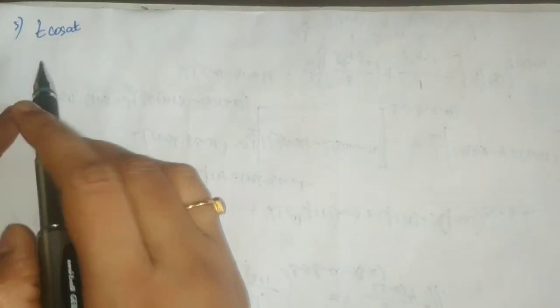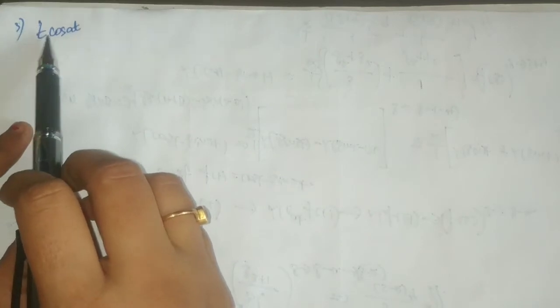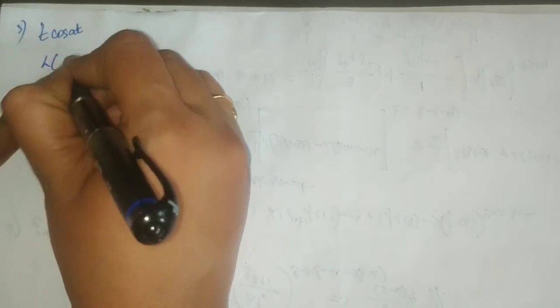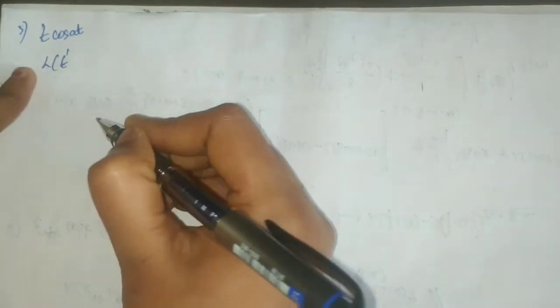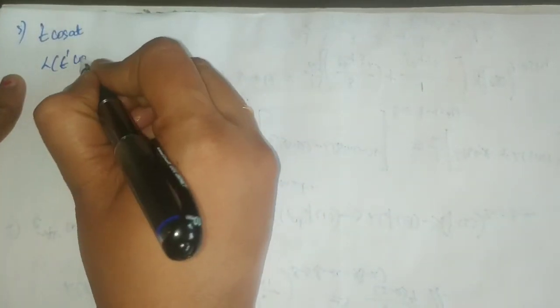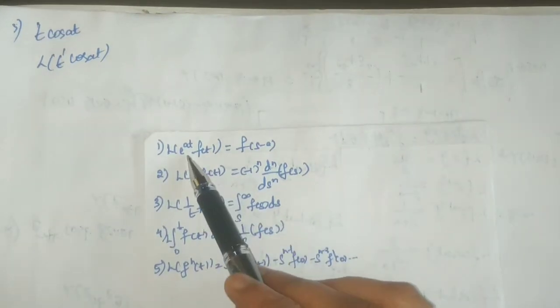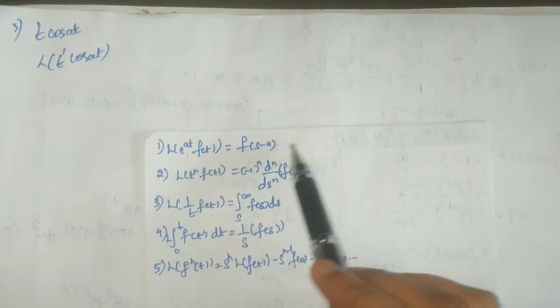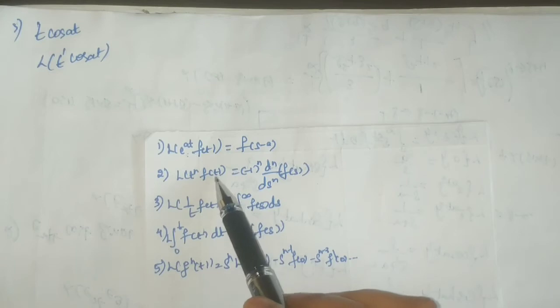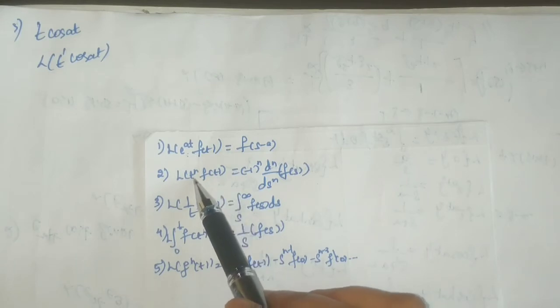So consider the next example where we have the product of t into cos at. We take the Laplace transform of t power 1, because nothing is mentioned, it is 1, times cos at. Go back to the formula and check which type it is. You don't have an exponential, so it's not the first type. You have the function into t, right? So it is of the second type.